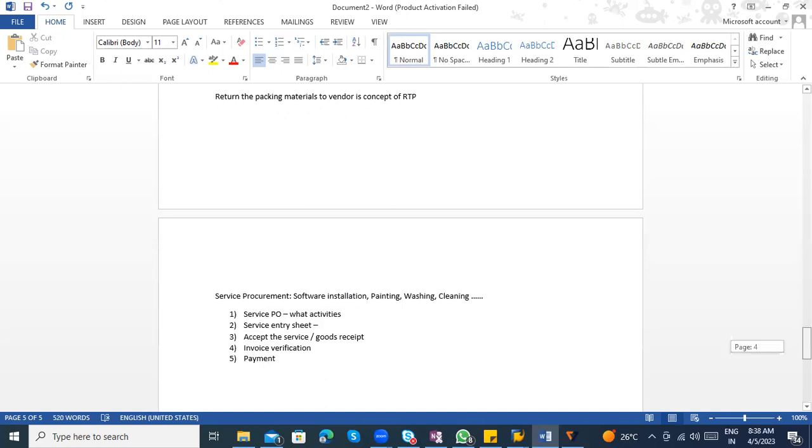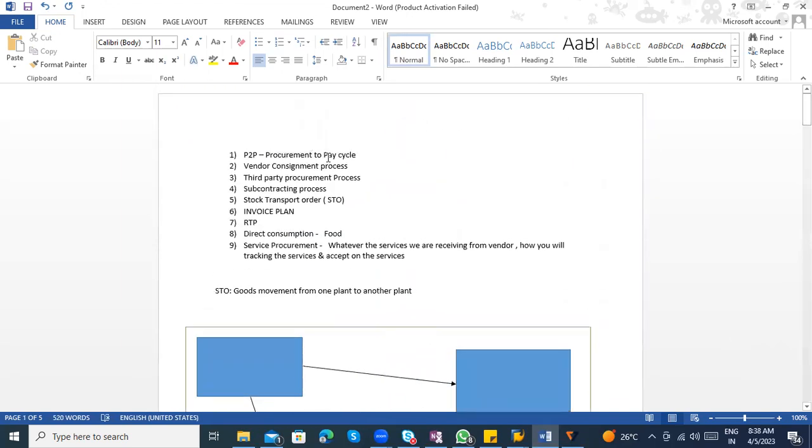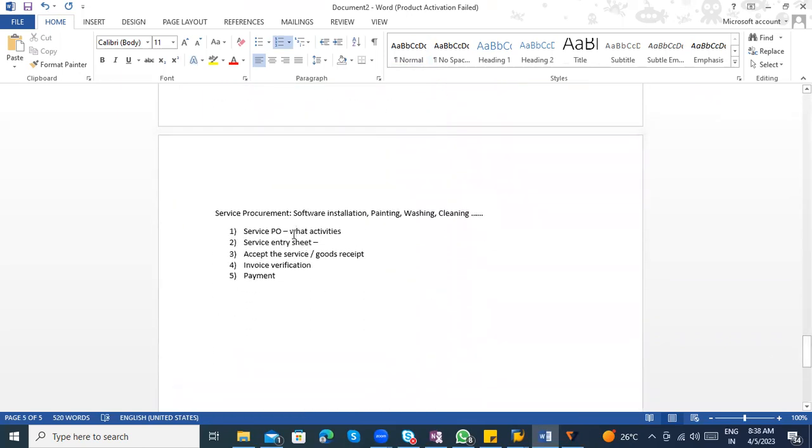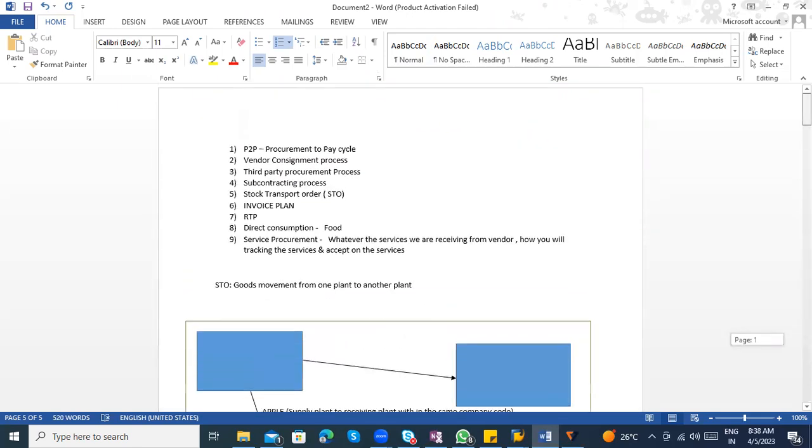What we discussed above is the material procurement process, and this is the non-material product process. It's like a service-related one. Clear?